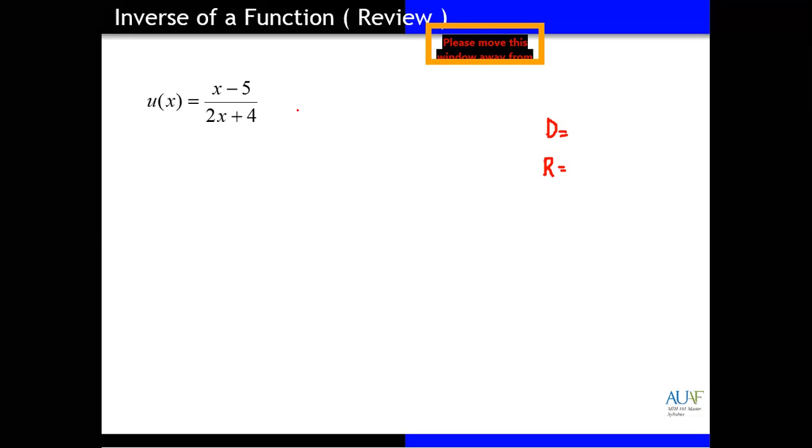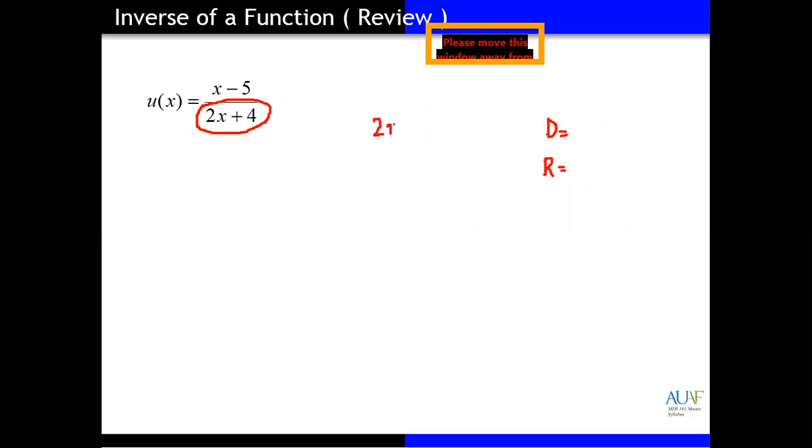If you can factorize and simplify, then after simplification you can find the domain. But this is already in simplified form. We cannot cancel the same factor from the numerator and denominator. So how to find the domain? For the domain, the denominator must not equal 0.